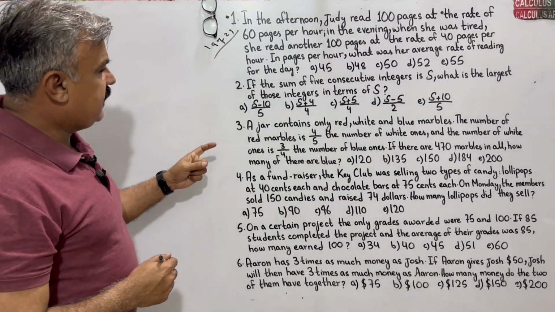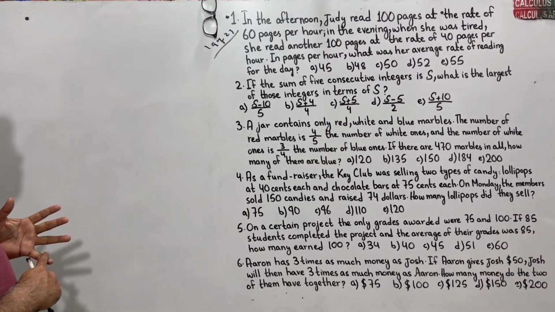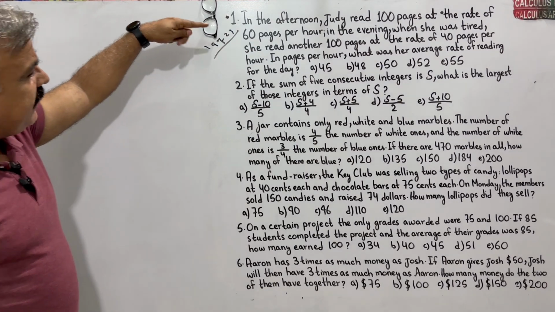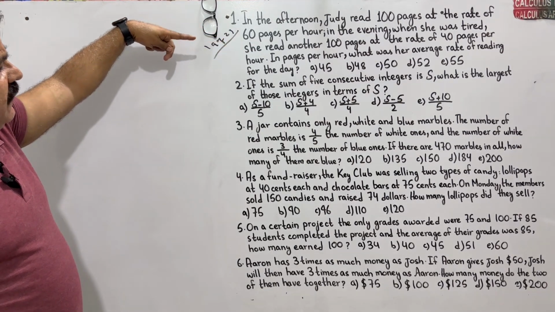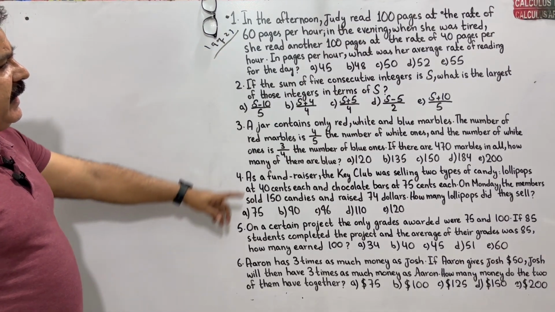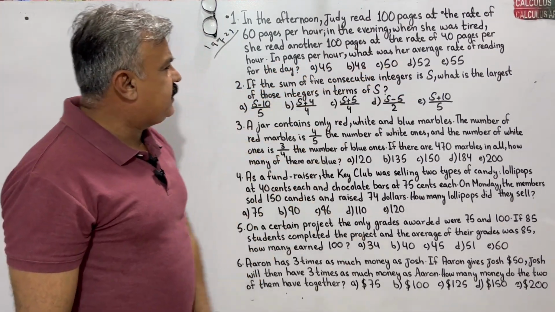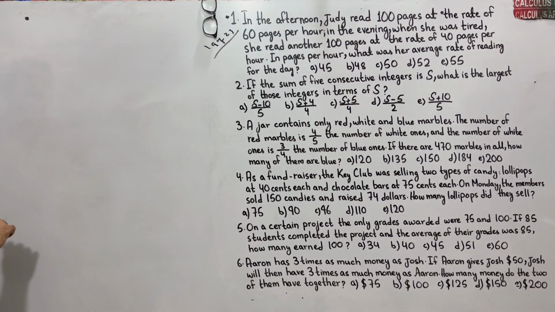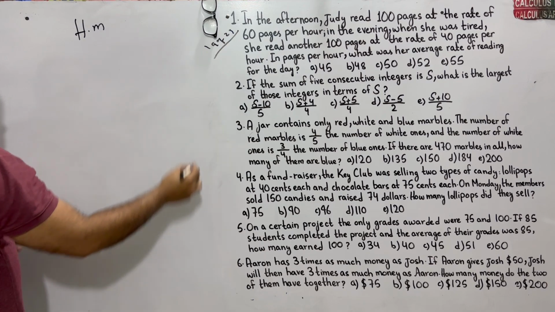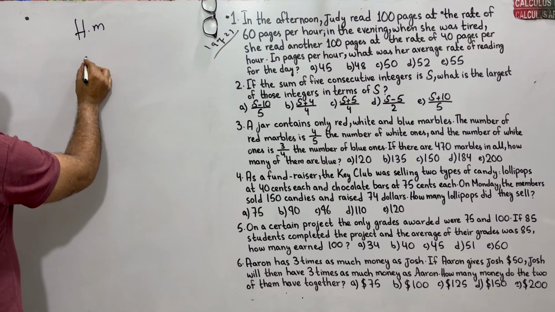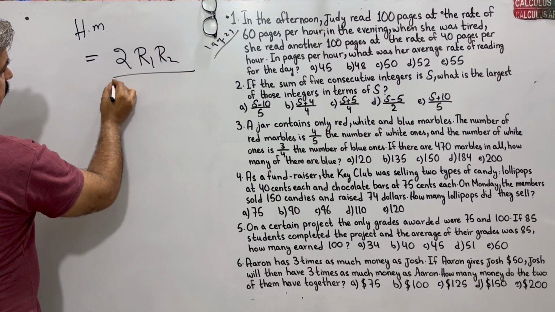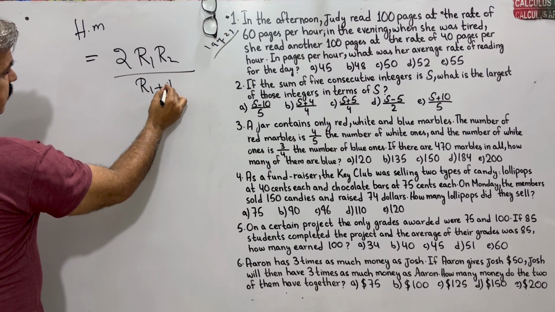In both cases, in the afternoon and in the evening, she read 100 pages, but the rate of reading varies: 60 pages per hour in the afternoon and 40 pages per hour in the evening. Simple, switch over to the harmonic mean formula that reads as 2 times rate 1 times rate 2 upon the sum of the rates, R1 plus R2.